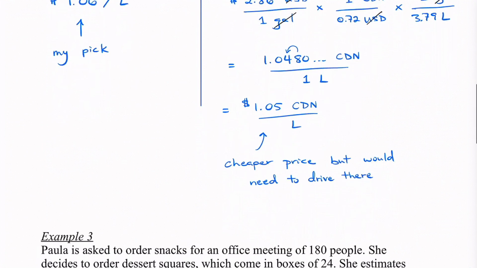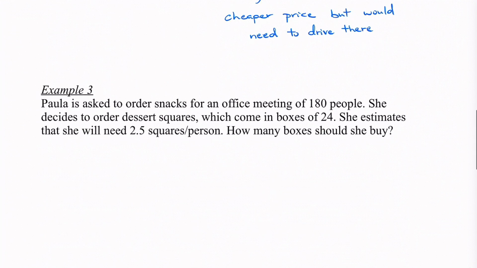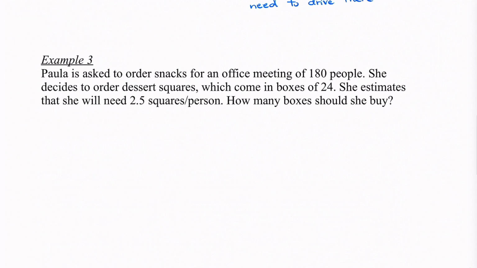So lastly now we have example number 3. And in this one it says, Paula is asked to order snacks for an office meeting of 180 people. She decides to order dessert squares, which comes in boxes of 24. She estimates that she will need 2.5 squares per person, so every person gets 2.5 squares. How many boxes should she buy?